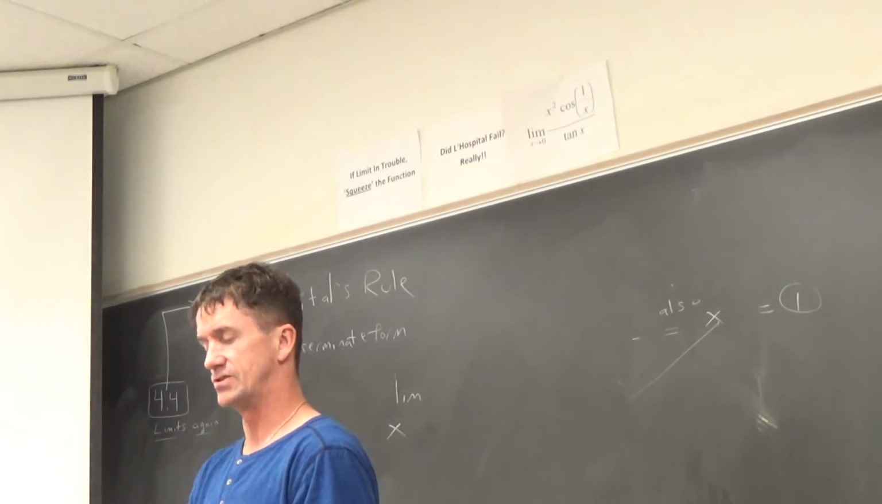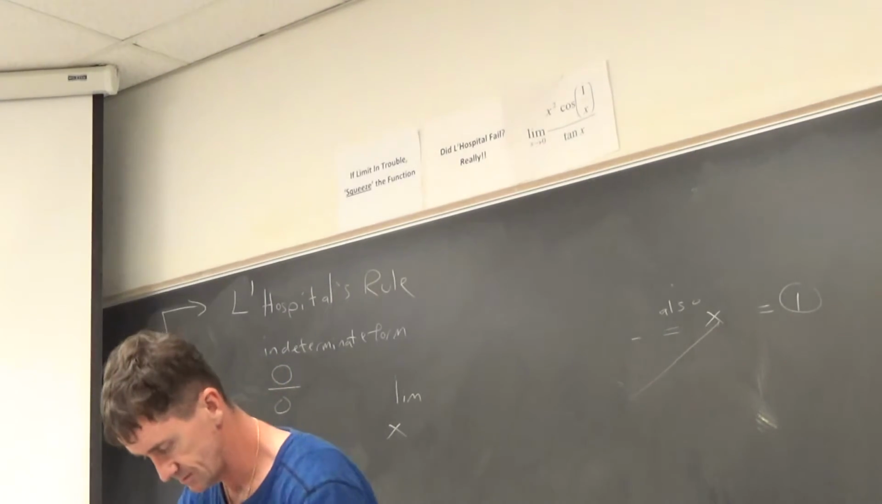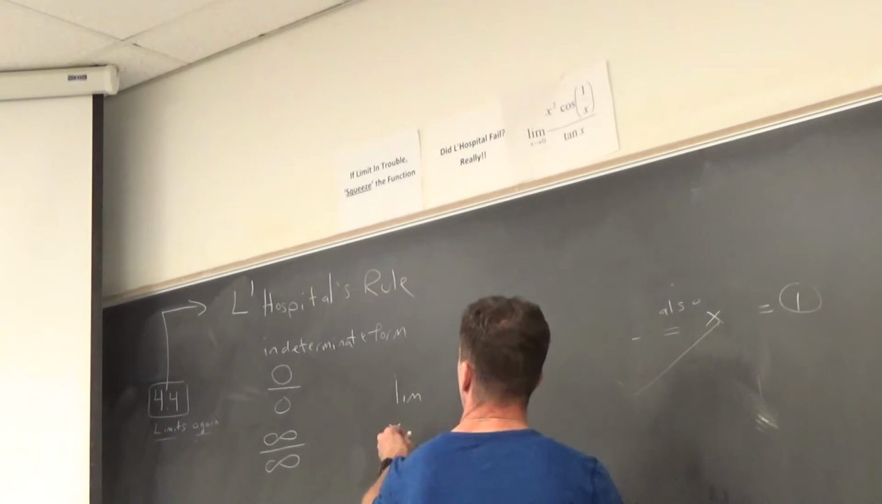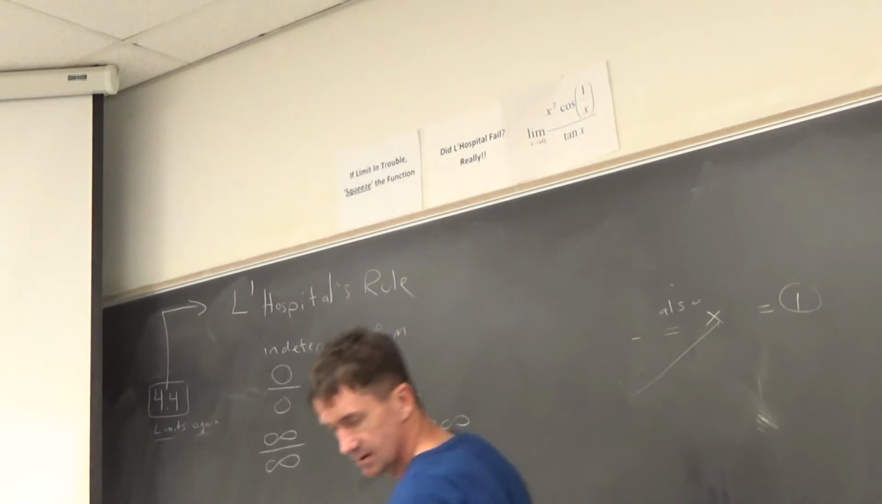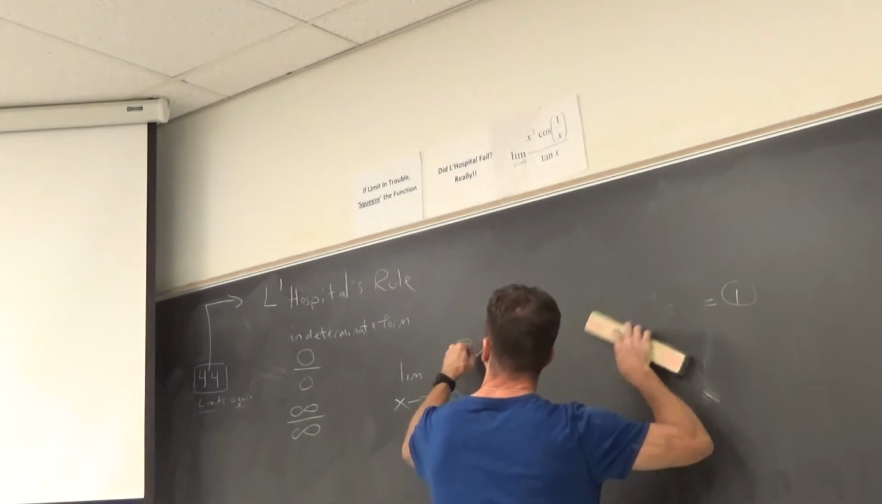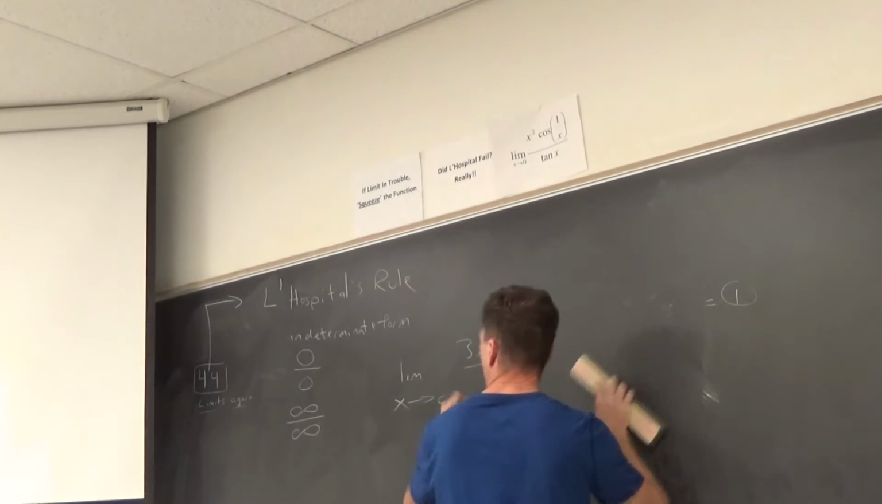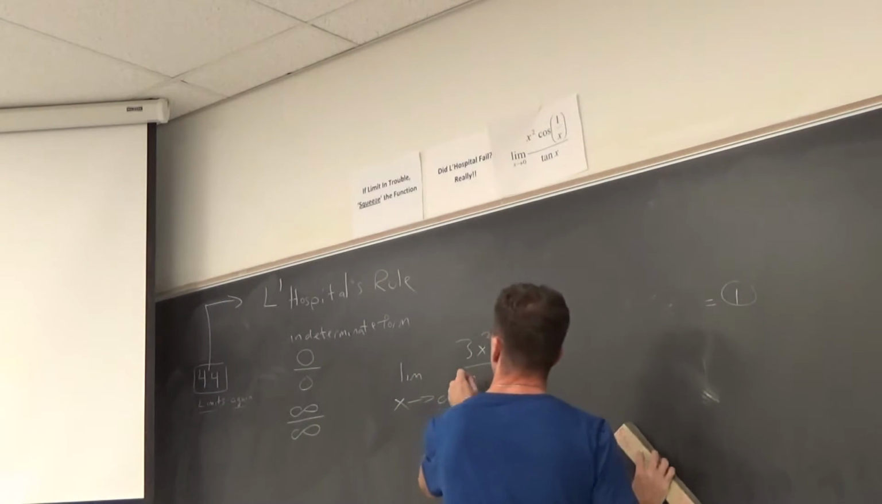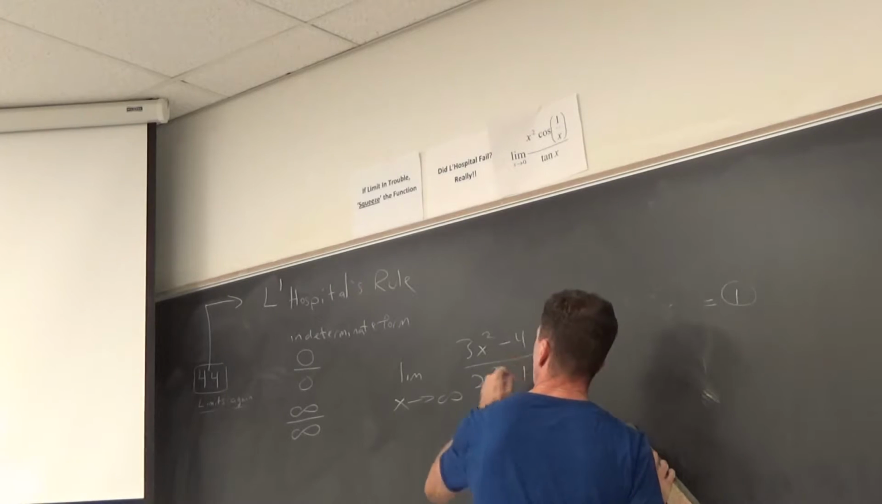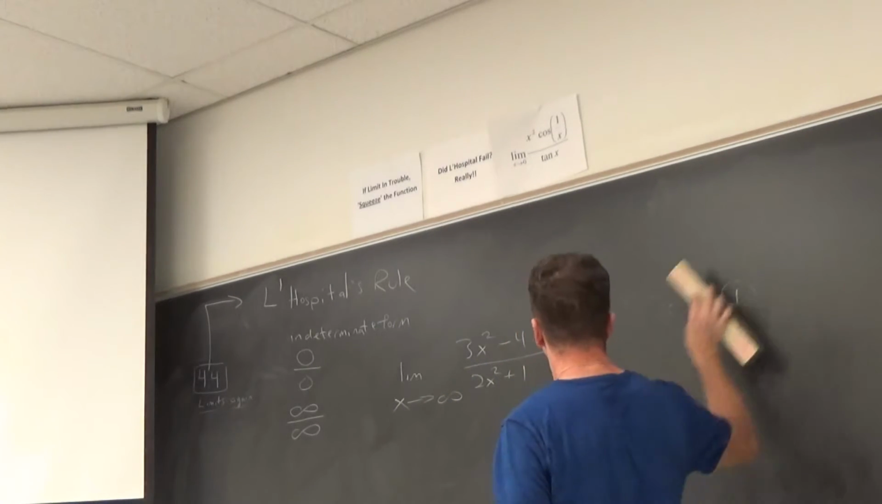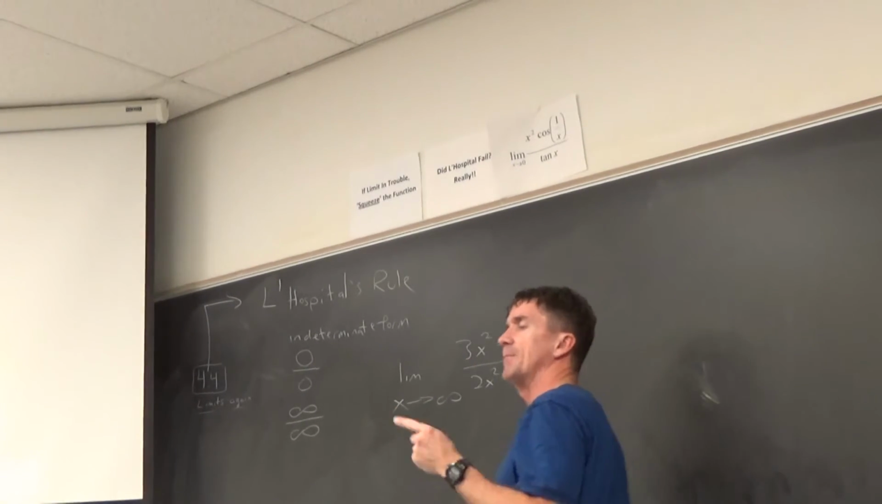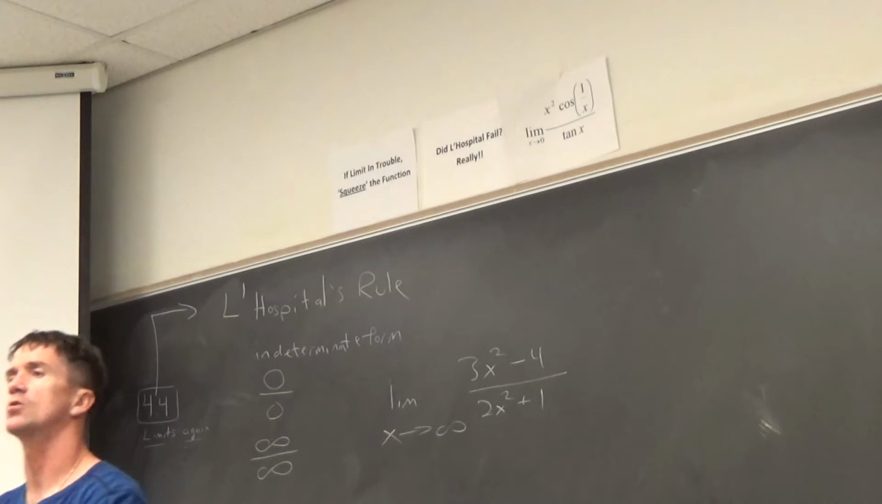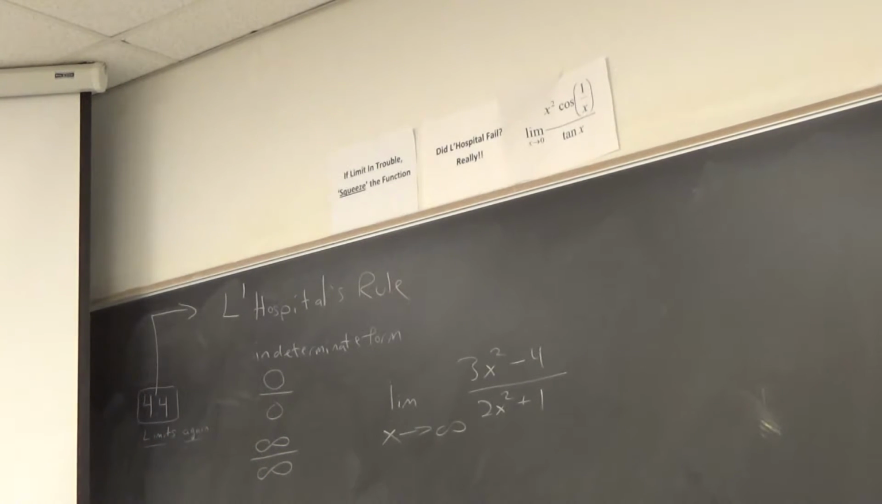So on test one, you had to find the limit as x approaches infinity of 3x squared minus 4 all over 2x squared plus 1. A lot of you figured this out by knowing it's a rational function, it has a horizontal asymptote. You found the horizontal asymptote, so you knew what the limit was. But now you know L'Hopital's rule.